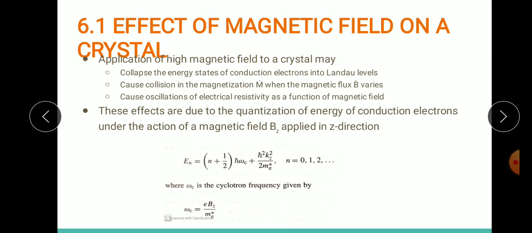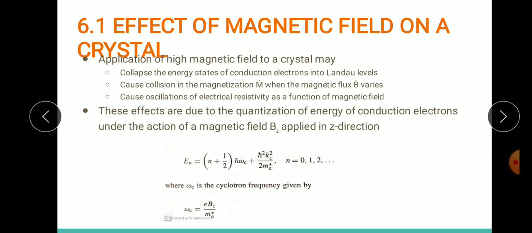Initially, the crystals have stable energy states. Due to the effect of a magnetic field, these energy states will collapse into Landau levels. Now, what are these Landau levels? Landau levels are nothing but discrete energy levels which any charged particle can occupy.